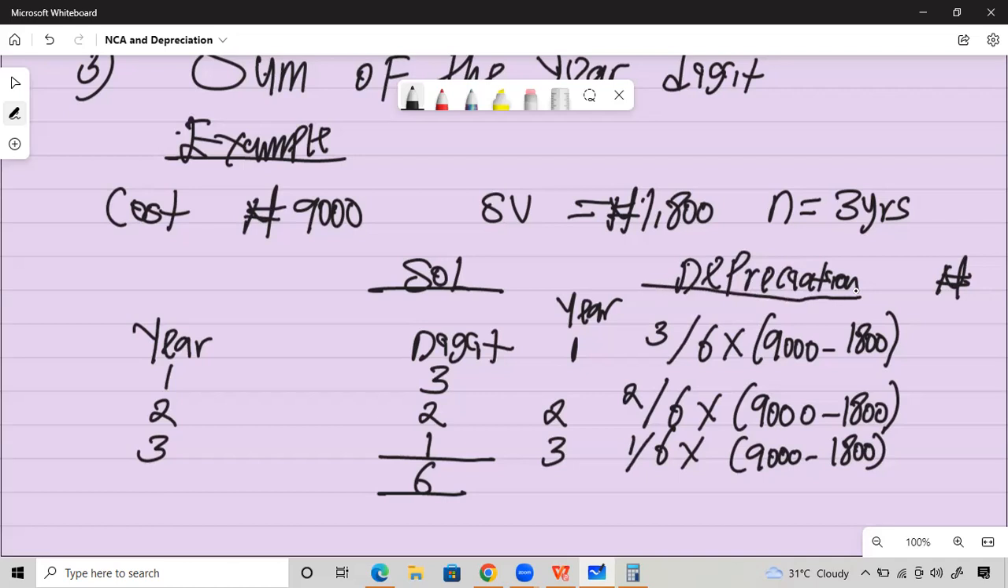Have a look at this. Don't rush yourself, please. This is how we calculate depreciation using sum of the year digits. So if you say 9,000 minus 1,800, multiplied by 3 divided by 6.